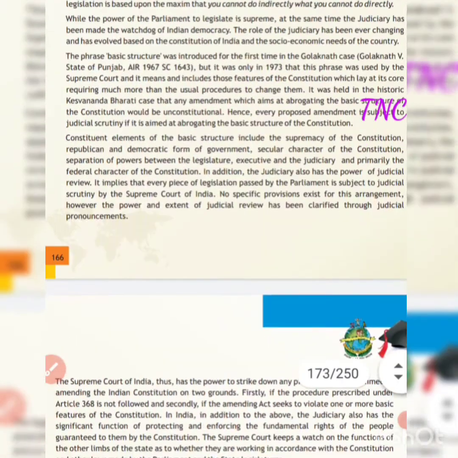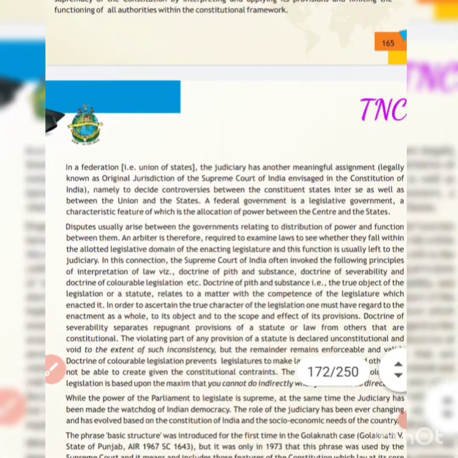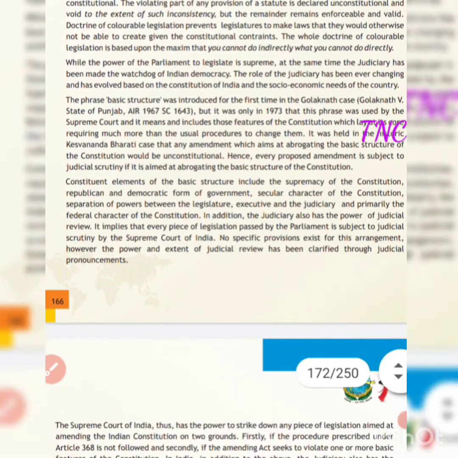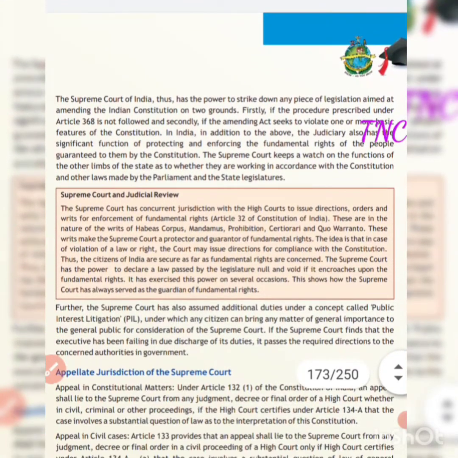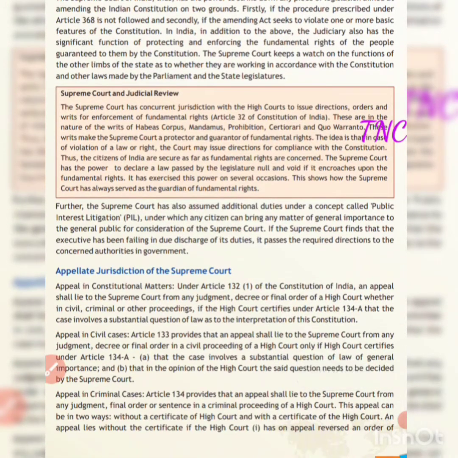So in the previous video, so far we saw how in a federation rules are implemented by the executive and made by Parliament. The power of Parliament to make rules is supreme, but it is subject to judicial review, because any law cannot violate or go against the basic structure of the Indian Constitution. Now we will see appellate jurisdiction.